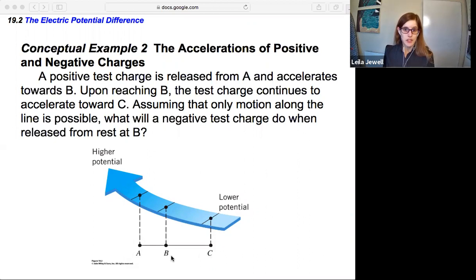So come up with an answer. What is a negative test charge going to do when released from rest at B? And go ahead and pause the video now. Right, hoping you are ready to move on.